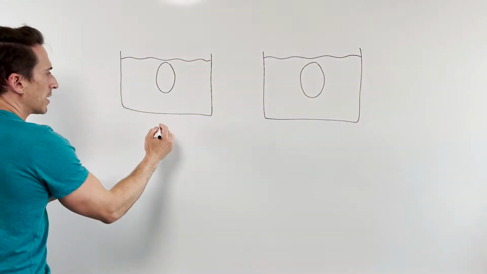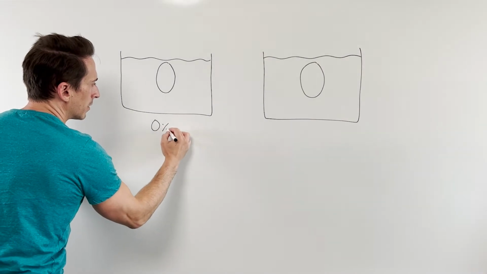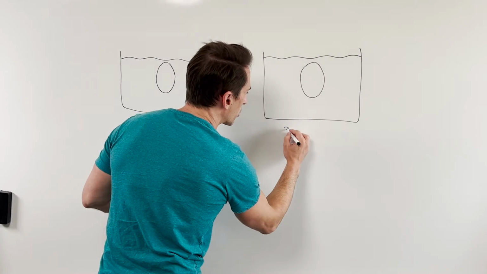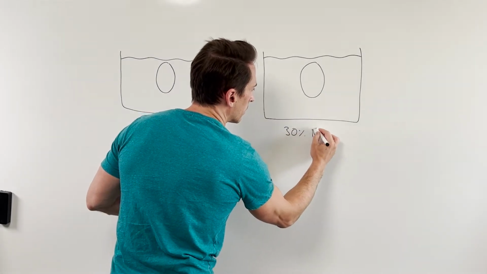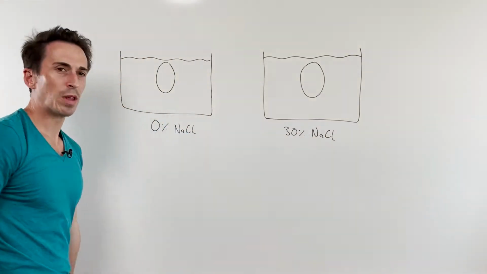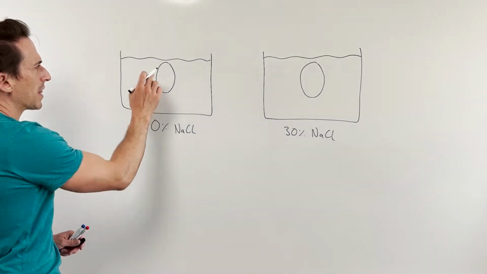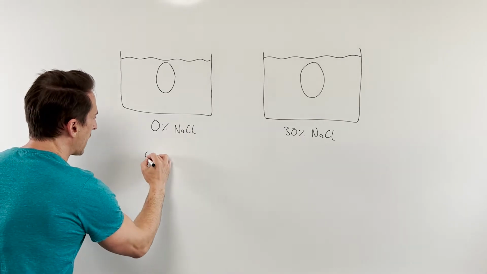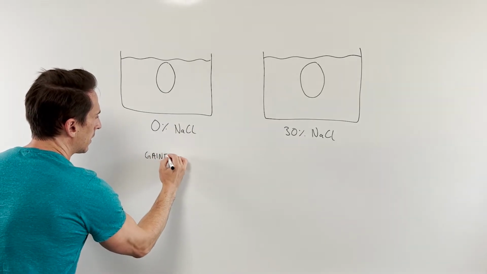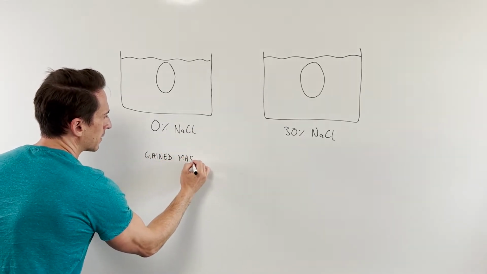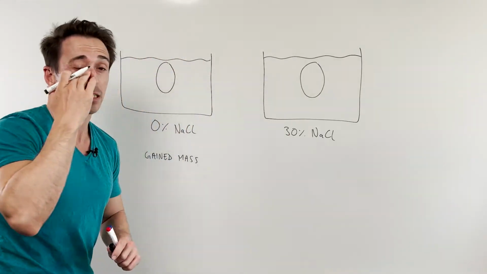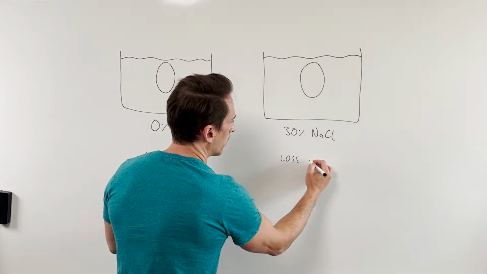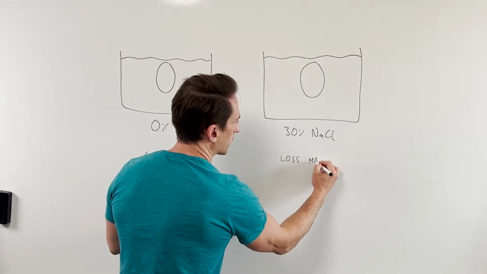except what we know is that this one has 0% sodium chloride, so salt, and this one has 30% sodium chloride, or salt. Now remember, what we saw was that this egg tended to gain weight. It gained mass. Now this one we're expecting mass to be lost, but it didn't. But let's just say it did, all right? Let's say, for this thought experiment, that it lost mass.